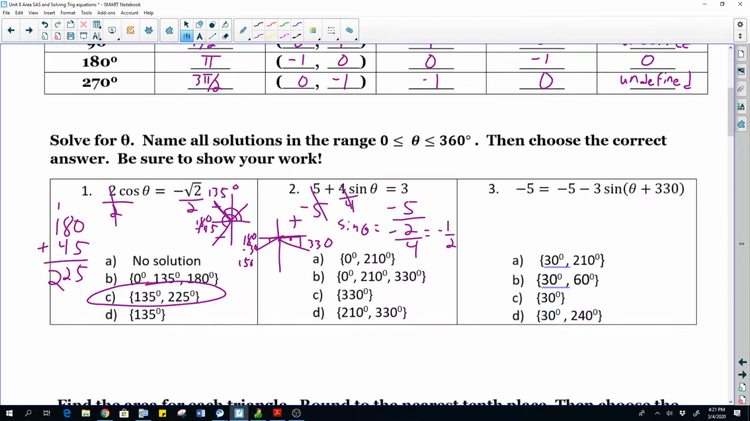Cool. So plus 30, not minus. So that's going to be 11, carry the 1, so 210. Nice. So we're looking for 330 and 210.